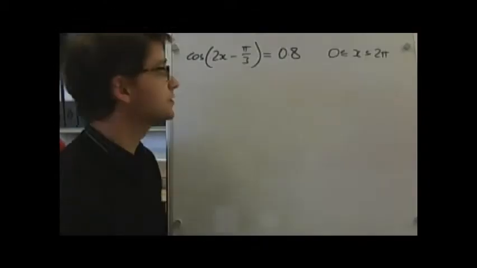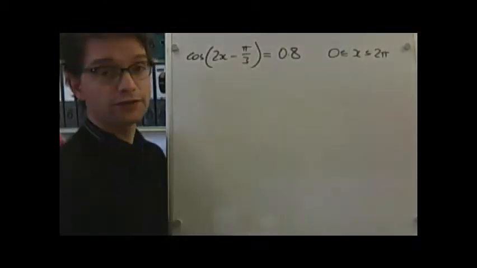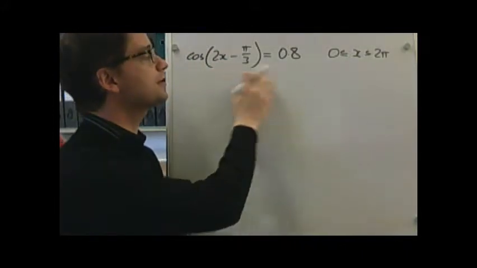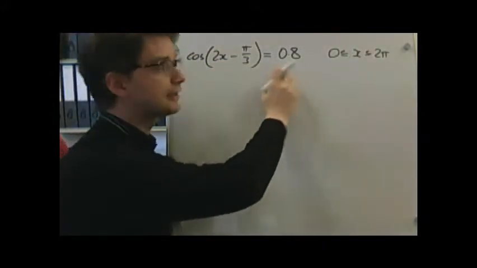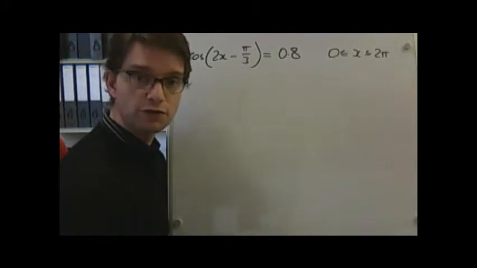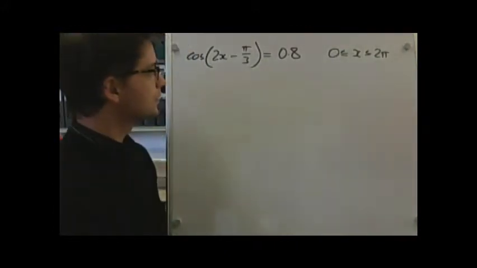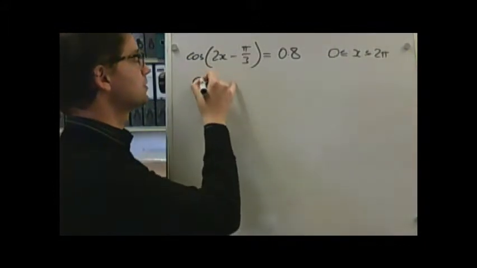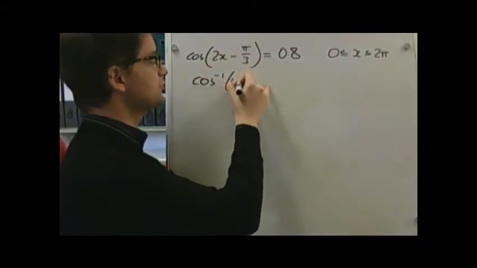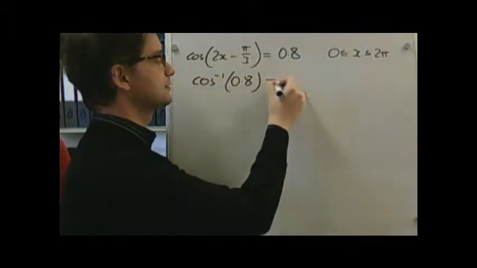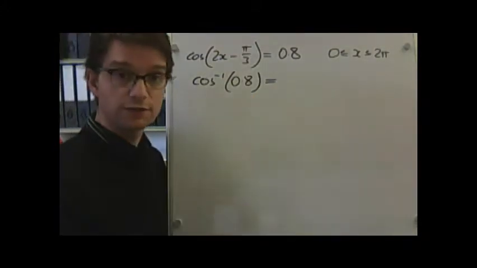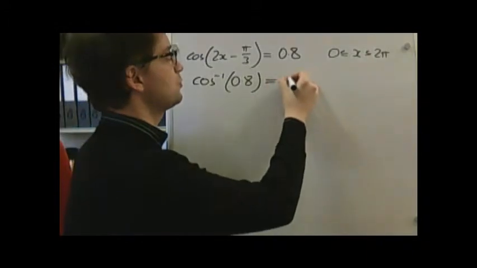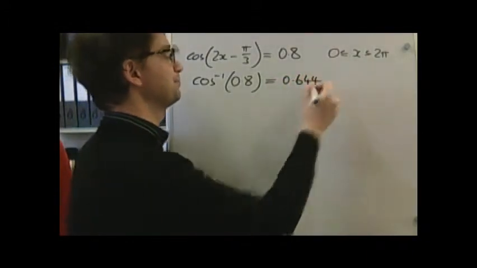In this video, we're going to solve a slightly complicated trig equation with a cosine. So it's cos of 2x minus pi by 3 equals 0.8, and we're finding solutions between 0 and 2 pi as usual. As ever, the first step is straightforward. We take an inverse cos of 0.8, and that's going to give us an initial value. And using my calculator earlier, I got that that's equal to 0.644.